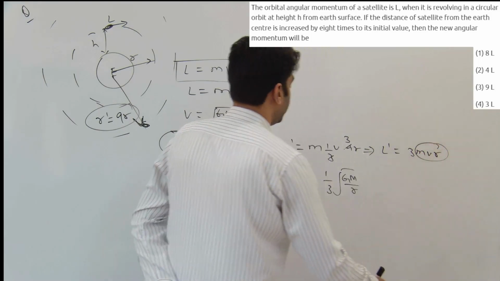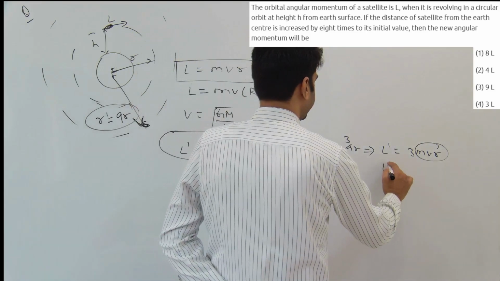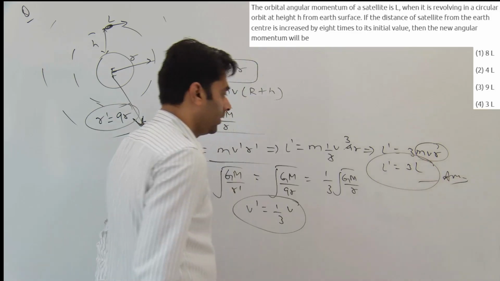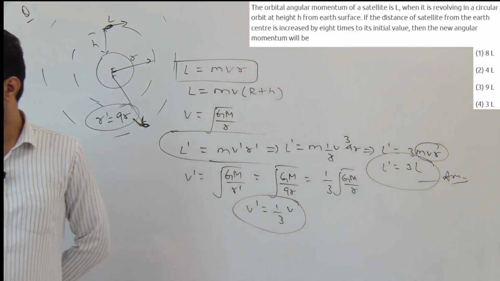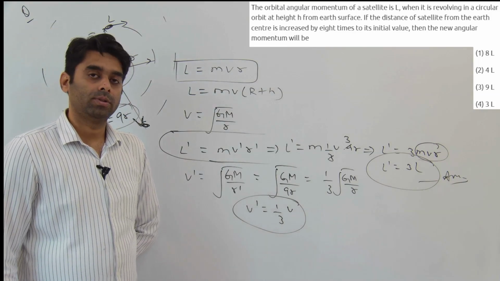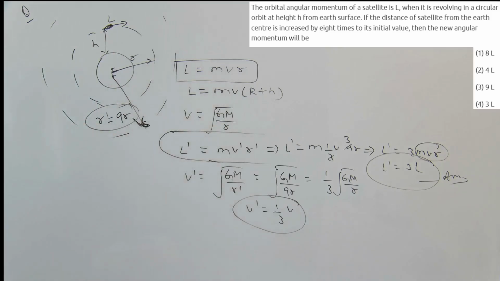What is our mvr? mvr is the initial angular momentum. So L dash becomes 3L. Okay? I hope this is clear. Answer is 3L. Option number 4 according to my options, right? Fourth will be the option 3L. Let's look at the next question.